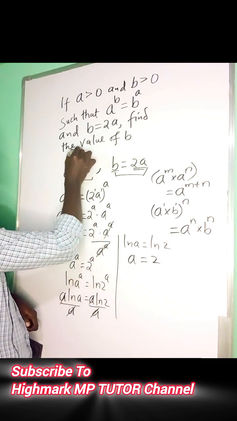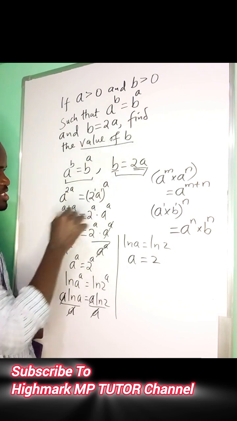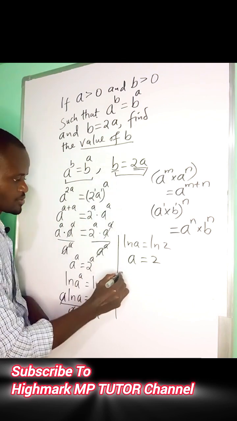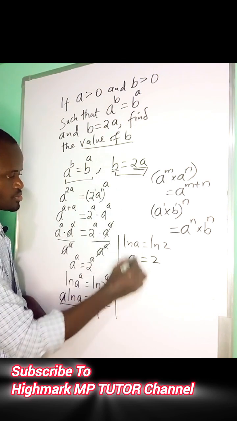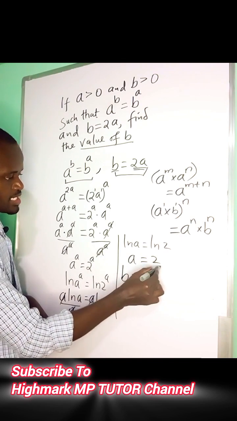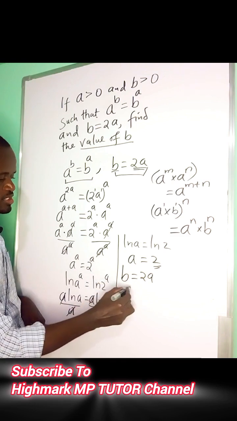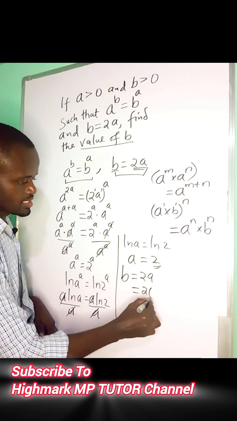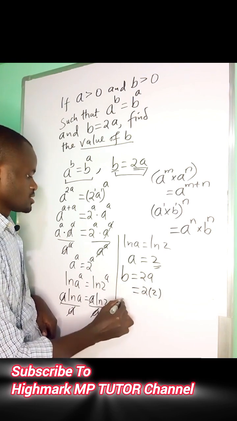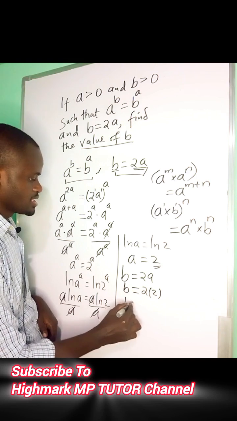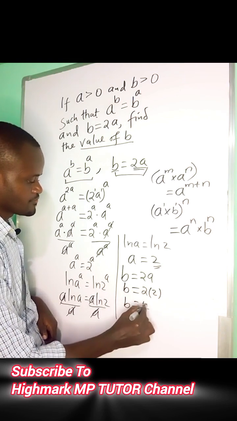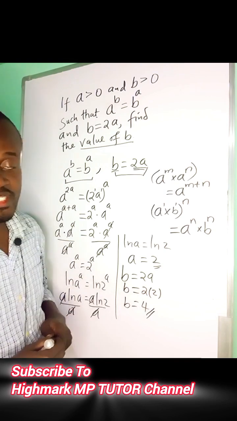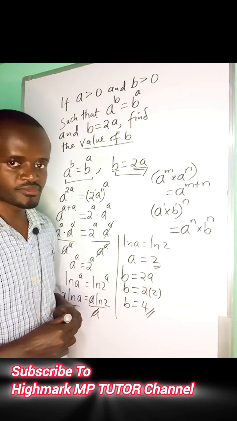Remember, the question required us to find the value of B. And already we are given an expression for B here. We know that B is equal to twice A, but A is 2 already. So substituting, we'll have twice A, that is 2 times 2. So the value of B finally is 4. And that is how we got the answer to this question.